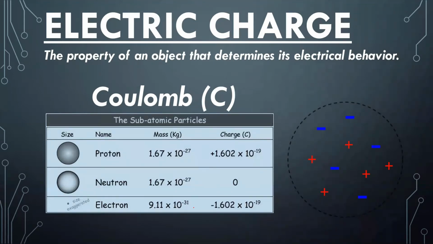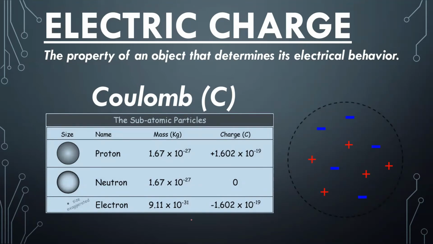So for the proton, we have its mass, which is 1.67 times 10 to the power of negative 27 kilogram. Ito yung mass ng ating proton. And the charge it carries is a positive 1.602 times 10 to the power of negative 19 coulomb. Ito yung ating charge ng proton.